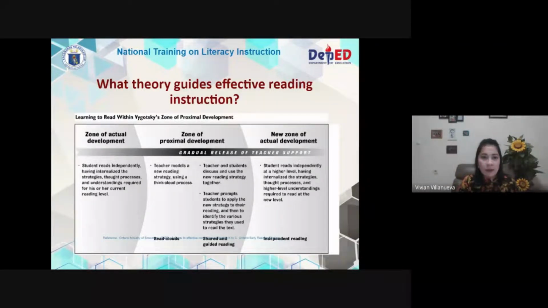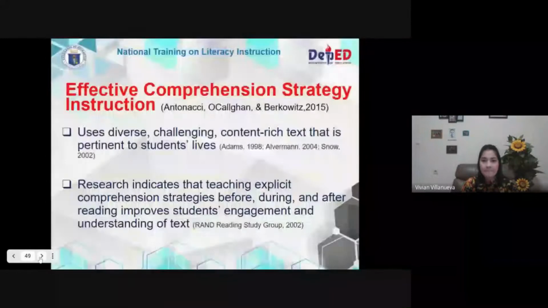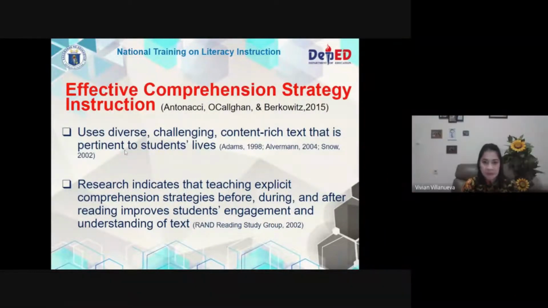So they gain confidence and learn more about themselves, about their metacognition. They will learn, oh, I can actually do that. I can actually understand this text. Those kinds of realizations are the new zone of actual development. So these are some of the quotes from well-known educators. Use diverse, challenging, context-rich text that is pertinent to students' lives.